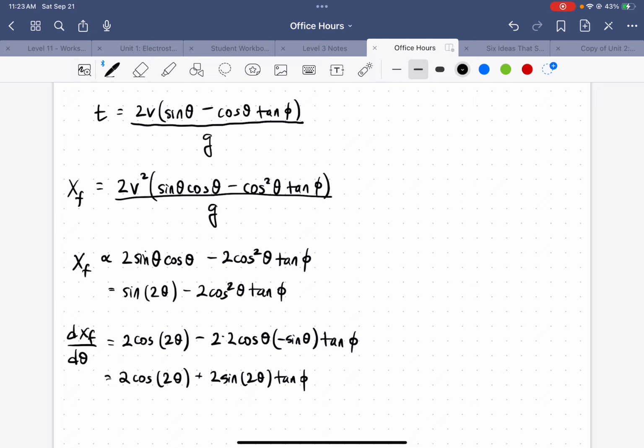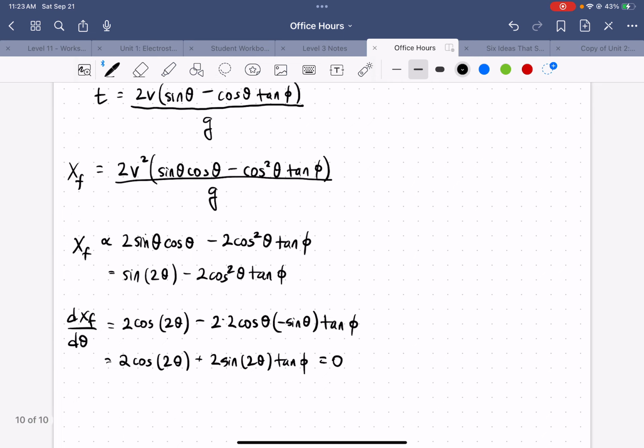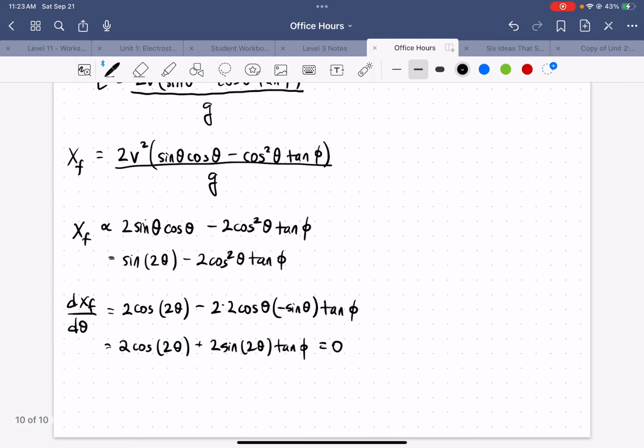Okay, so I can move some things around to get everything in terms of theta on one side of the equation, everything in terms of phi on the other side. And if I do that, I will get, let's see, 2 times the sine of 2 theta tangent phi is equal to the negative 2 cosine of 2 theta, which gives me up here the tangent of phi is equal to the negative cotangent of 2 theta.